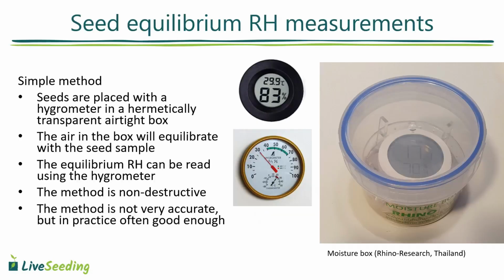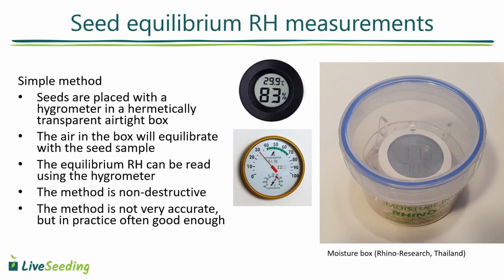The official method to determine the equilibrium relative humidity of a seed lot is with a so-called water activity meter, which is also used in the food industry, but such instruments are expensive. Here, a simple, inexpensive method that is most often accurate enough.